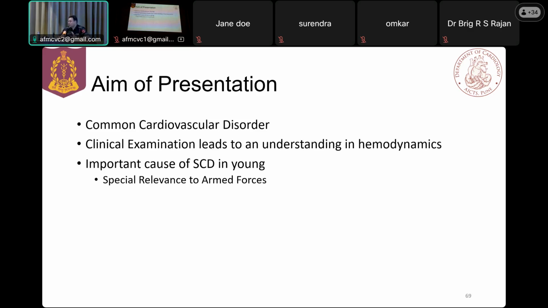It is an important cause of sudden cardiac death in the young, basically in athletes or persons doing strenuous activity. After diagnosing this, we can prevent sudden cardiac death. This is very important for all of us, because in the armed forces we are dealing with young soldiers, in whom there are more chances of sudden cardiac death, and they are physically active. So we should be careful in diagnosing this entity.